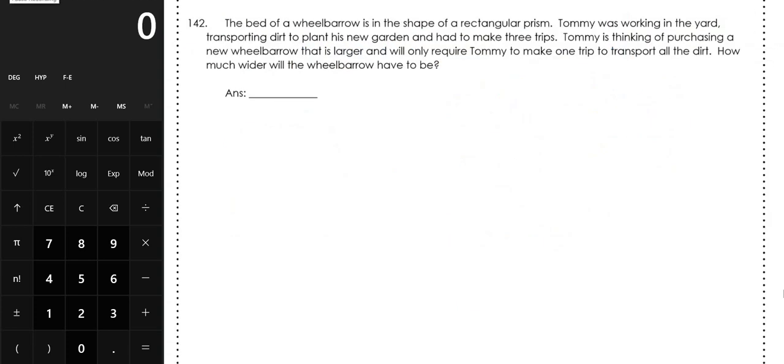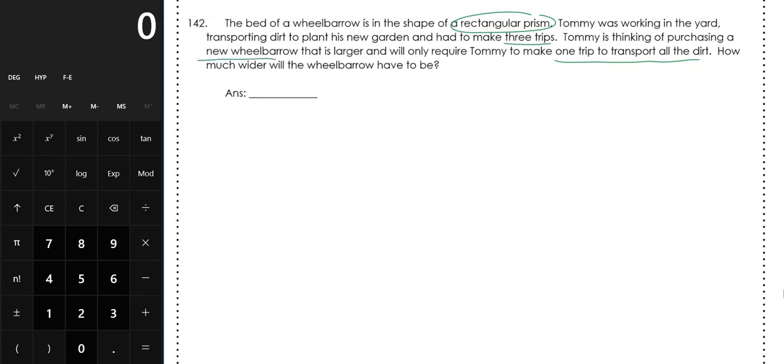Number 142. Now this is a little bit of a strange question. Let's see how we do. The bed of a wheelbarrow is in the shape of a rectangular prism. Okay, so we're looking at a rectangular prism. Tommy was working in the yard, transporting dirt to plant his new garden, and had to make 3 trips back and forth. Tommy is thinking of purchasing a new wheelbarrow that is larger and will only require Tommy to make 1 trip to transport all the dirt. So before he was doing 3 trips, now he wants to get something bigger, so he only has to do it once. How much wider will the wheelbarrow have to be?